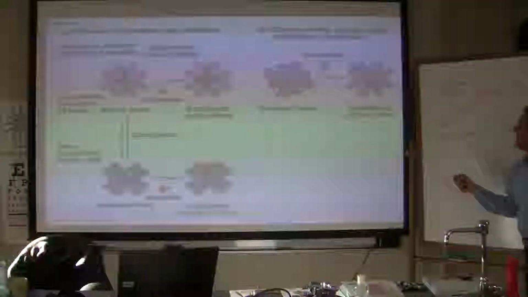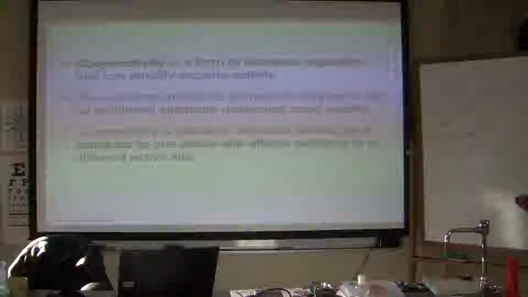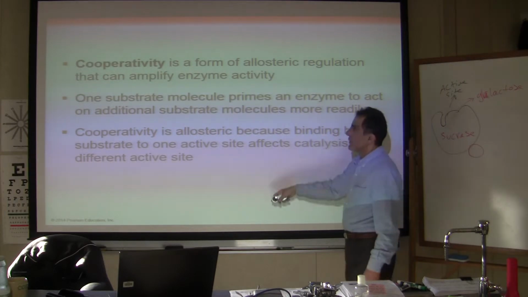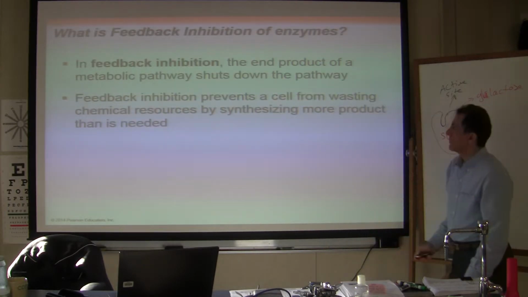And of course, cooperativity is another type, this is the enzyme acting normally. Cooperativity is allosteric regulation that amplifies enzyme activity. Yes, one substrate molecule primes an enzyme to act on additional substrate molecules more readily, and that's why cooperativity is allosteric. I'm not too worried about it here.